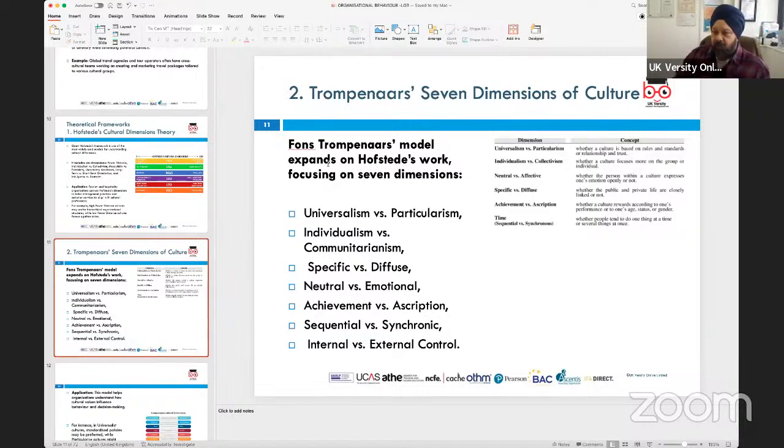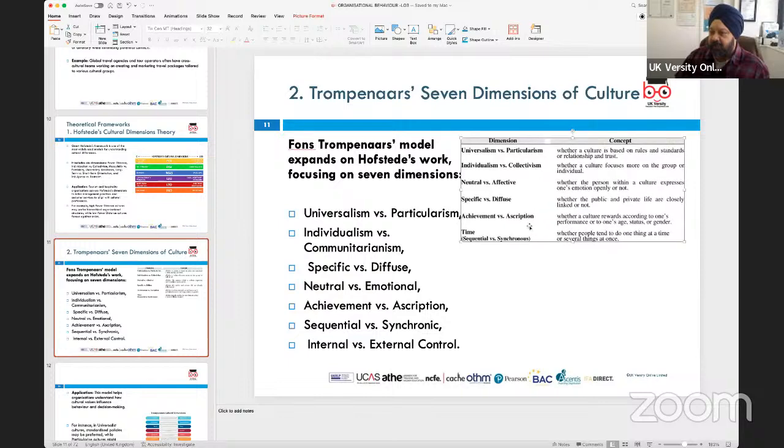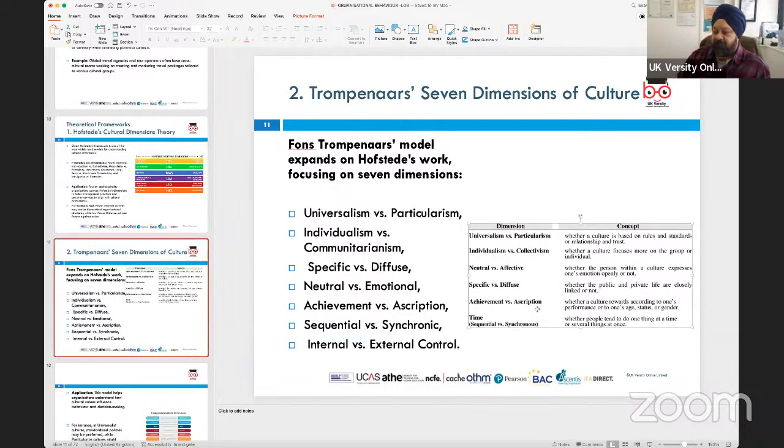Now, the second model was Trompenaars' model, wherein he expanded on Hofstede's framework and added a 7th dimension. He named these dimensions slightly differently, essentially as the 2 sides from 0 to 100. He named them universalism versus particularism, individualism versus collectivism, neutral versus affective, specific versus diffuse, achievement versus ascription, and sequential versus synchronous.